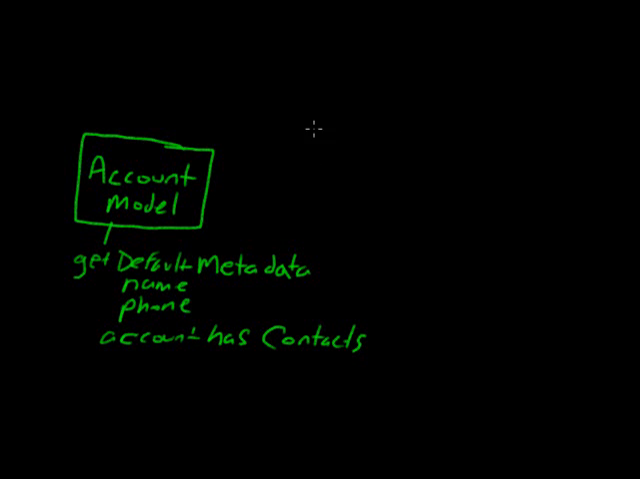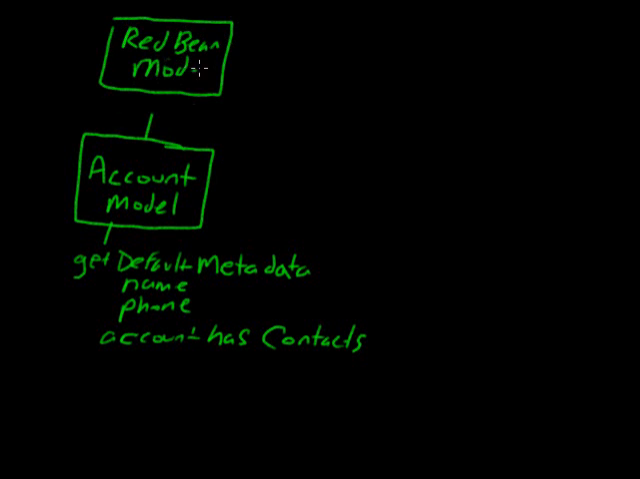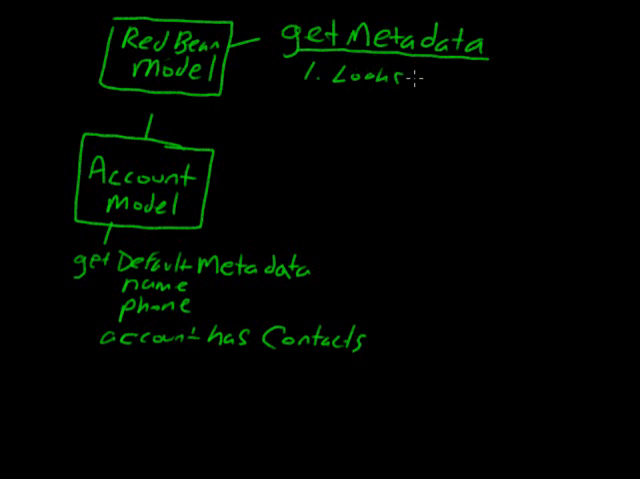So when you want to get the metadata for an account, keep in mind account extends some classes, but ultimately at the end it goes back to the RedBean model. In here there's a method called get metadata. All right, so when you call get metadata, the first thing it does is look at the cache.